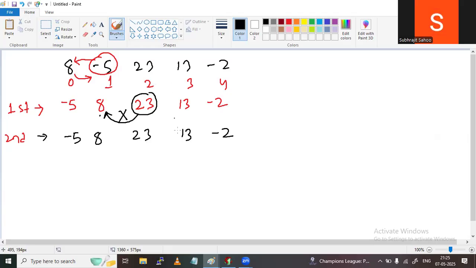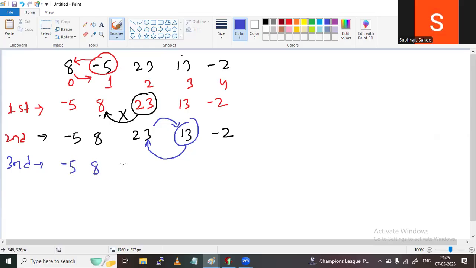Then index two work is over. Now index three work. Which one is there? 13 is there. I will check this 13 element with 23. Sir, is it required to swap? Yes, it is required to swap. So immediately swap in the third attempt I am doing right now. Third attempt, right? Third, immediately swap.